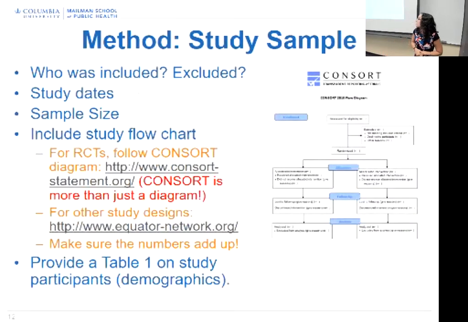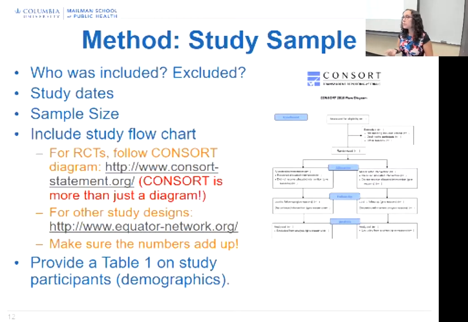So for the methods section, we're going to walk through the several different parts. The first part is the study sample. I need to know who you included in your study, who did you exclude, and are those reasonable inclusion and exclusion criteria? You should also tell me when you conducted your study. So when did you collect your data? What is your sample size? This seems obvious, but is often forgotten. So how many people did you include in your study? Even if it's in a table later, put it up front so people know what they're working with.